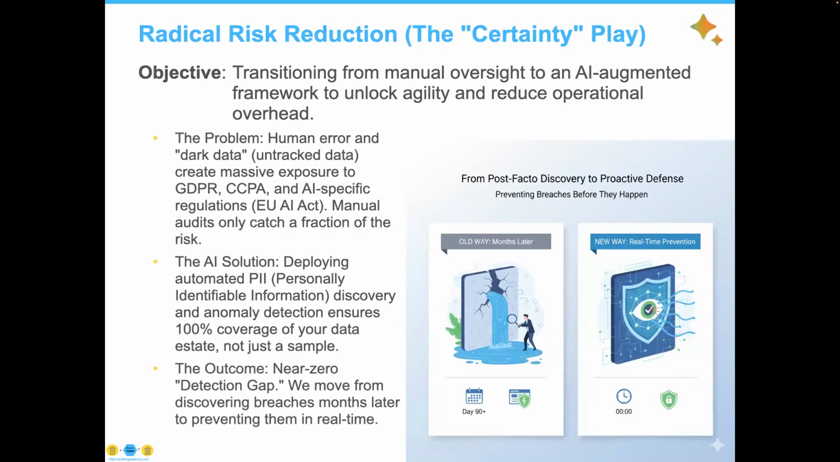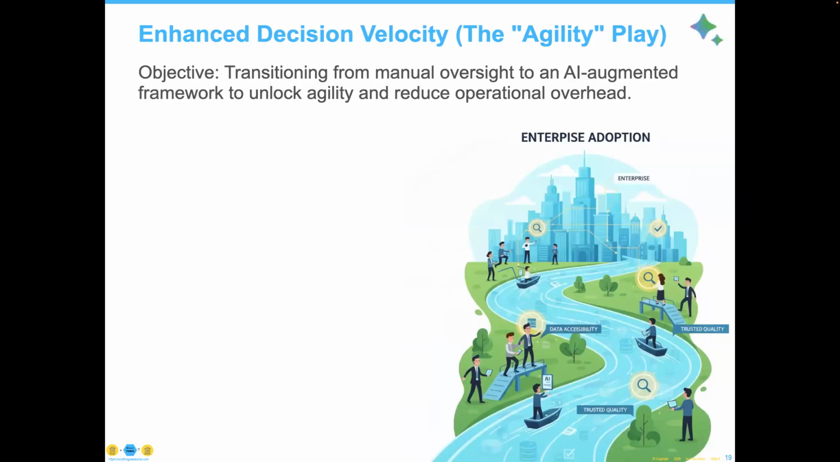Transition from a manual oversight to an AI augmented framework to unlock agility and reduce operational overhead, right? Well, what's going on here? We're talking about dark data, human error, things like that. Deploying automated PII discovery and anomaly detection gives you 100% coverage as opposed to checking things manually. So these are all things that the Gemini product has just simply output in response to queries along the lines here.